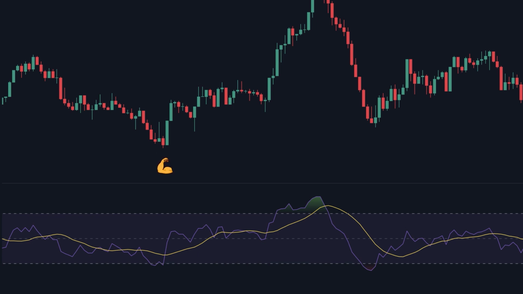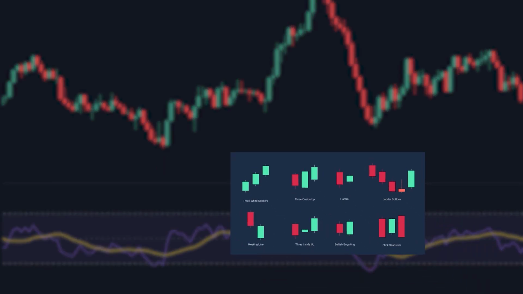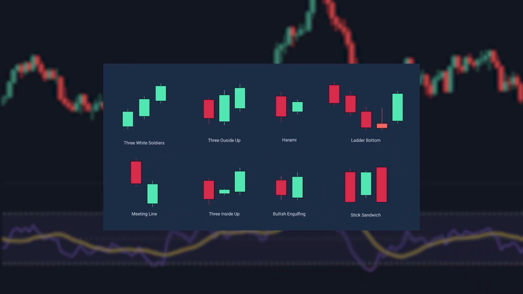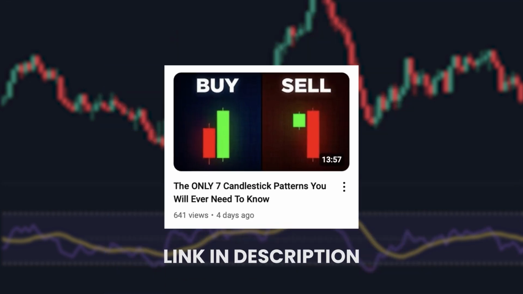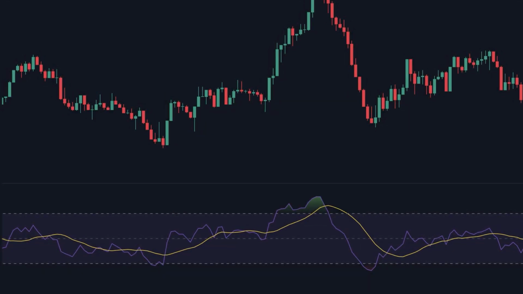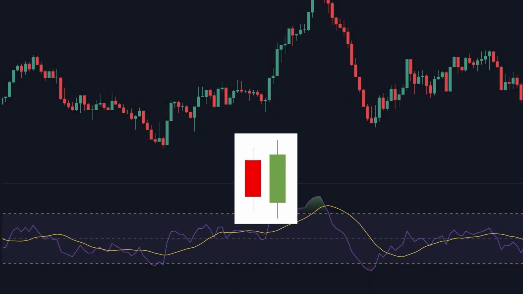To confirm the signal even more, we look for candlestick patterns that align with the divergence. Candlestick patterns are essential for spotting reliable entry points. If you want to learn about the most effective candlestick patterns for trading, check out the video I've linked in the description. For now, we'll focus on one of the most powerful patterns, the engulfing candle.